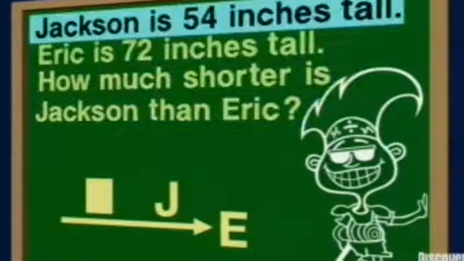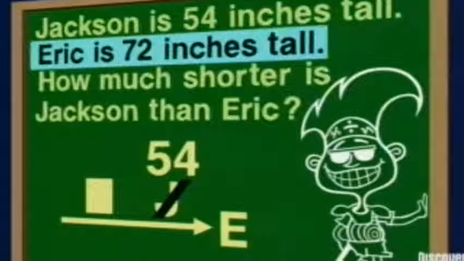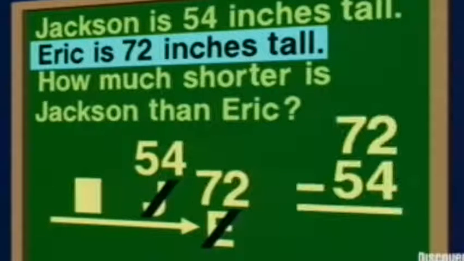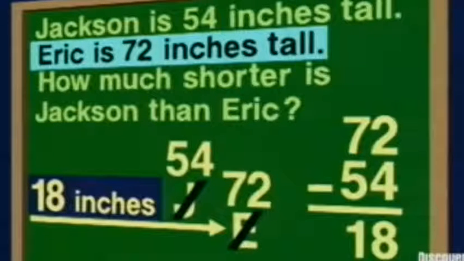The first sentence says that Jackson is 54 inches, so we replace J with 54. The next sentence says that Eric is 72 inches, so we replace E with 72. Now we can write the subtraction problem, and we get 18. The unit name in the answer is inches.